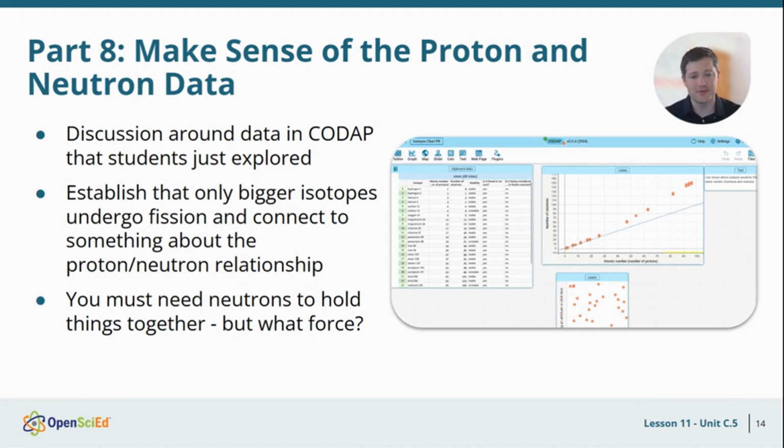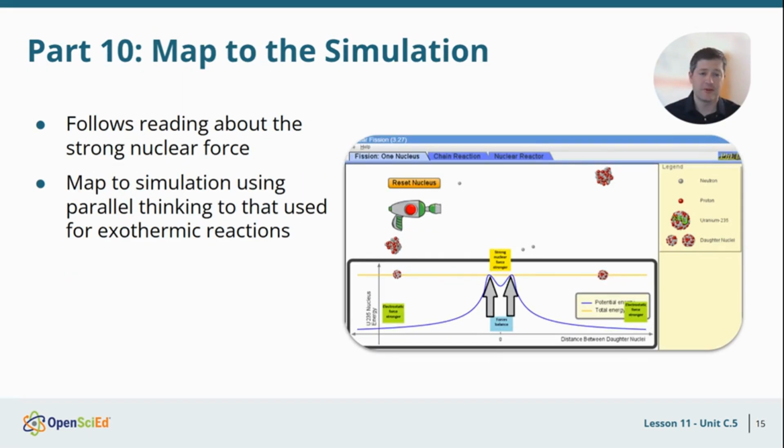And so those neutrons must be doing something important. They must be helping hold the nucleus together, but they don't have any charge. So what force do they do that with? We're trying to figure out some sort of explanation for what it is which is actually holding the nucleus together. We read about the strong nuclear force, and then we can map that to our simulation, and we can use very parallel thinking to what we use for exothermic reactions, realizing that you have to input some energy, and then you get a lot more energy out.